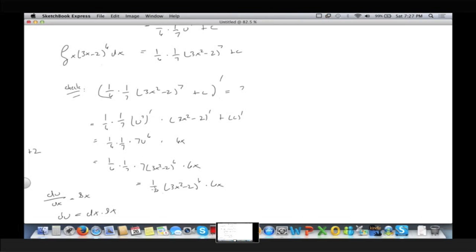Yeah, then that makes sense. So 1/6 times 6x is just x. So x times (3x squared minus 2) raised to the 6. And yep, it's a perfect match. Right. And you can see why we didn't want to do the 1/42nd, right? Mm-hmm. Because the fractions are going to end up canceling nicely this way regardless.